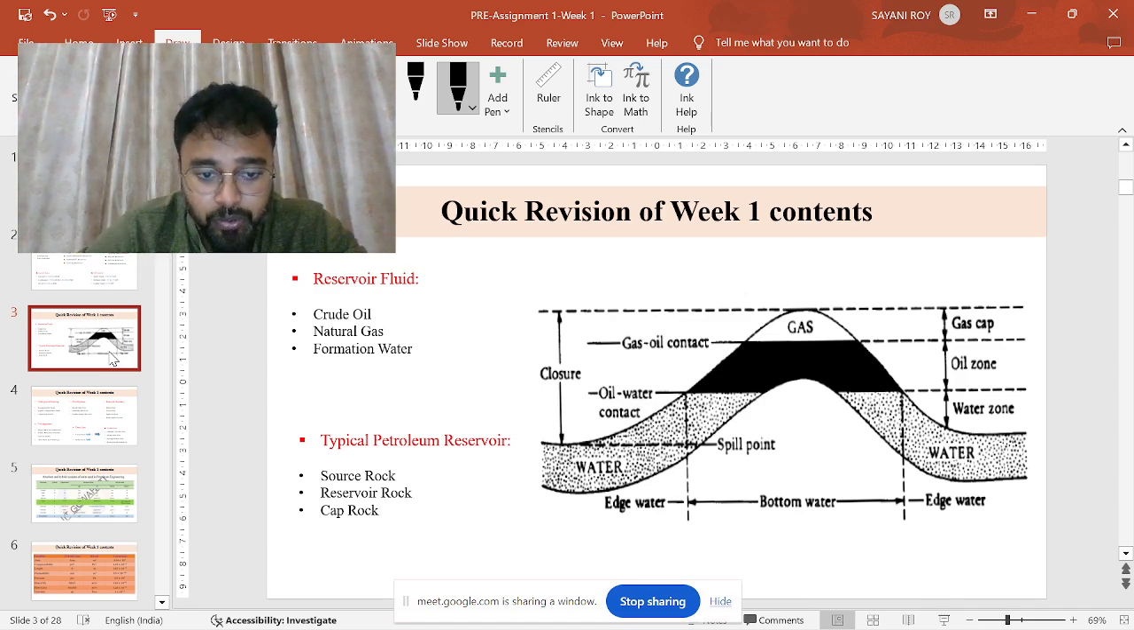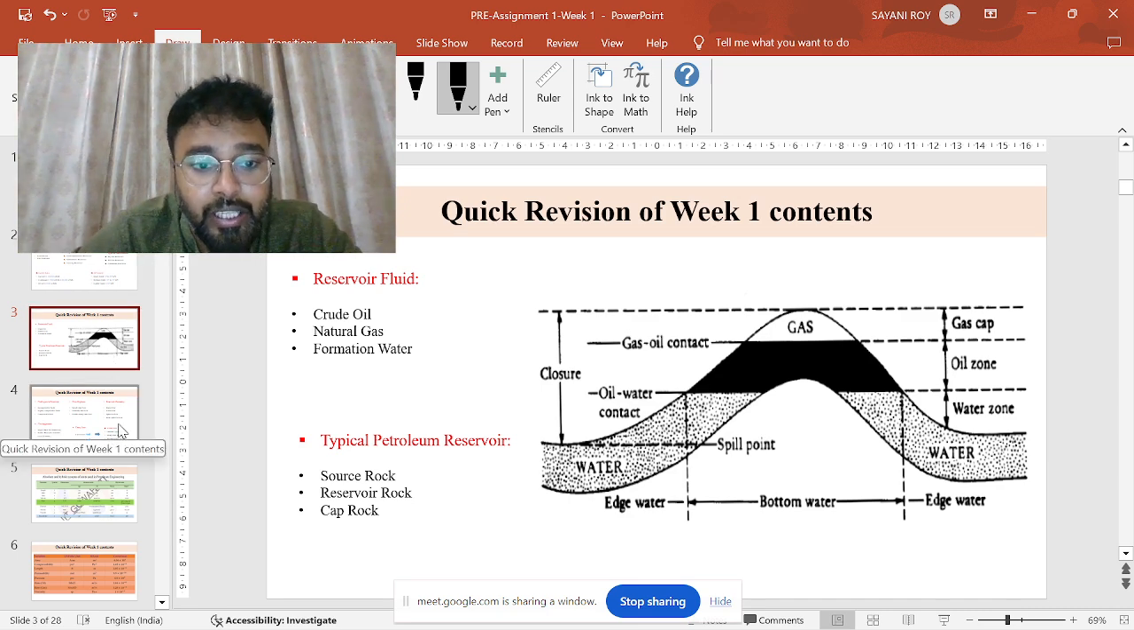I won't go into detail on what these are, because you have already studied them in your class. So these are the three components that are present in the reservoir fluid. Next, a typical petroleum reservoir consists of a source rock, a reservoir rock, and a cap rock.